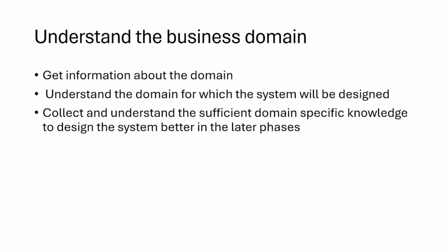In order to design a system efficiently, first of all, you have to understand the business domain for which you want to design your system. You have to get information about the domain, understand the domain for which the system will be designed, and collect and understand sufficient domain-specific knowledge to design the system better in the later phases.